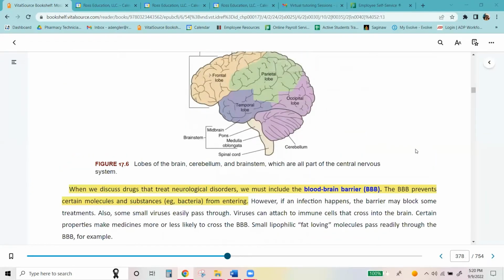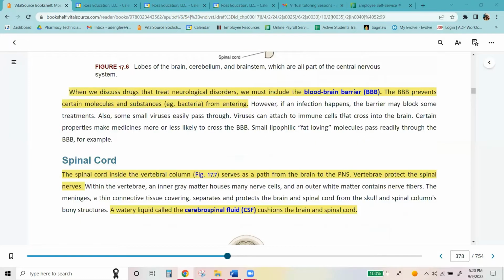When we discuss drugs that treat neurological disorders, we must include the BBB, the blood-brain barrier, that prevents certain molecules and substances like bacteria from entering. The spinal cord is inside the vertebral column. It serves as a path from the brain to the PNS. Vertebrae protect the spinal nerves.